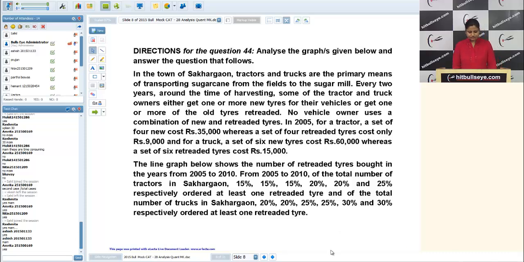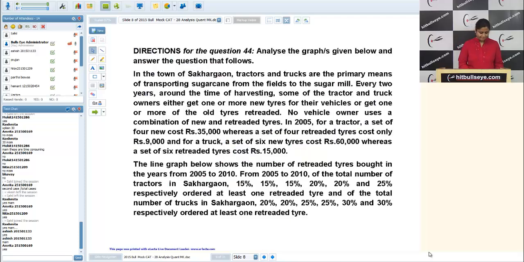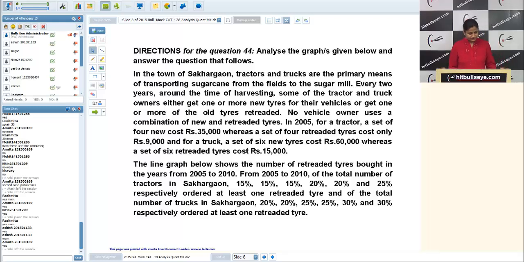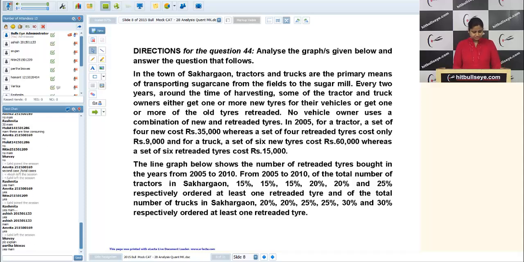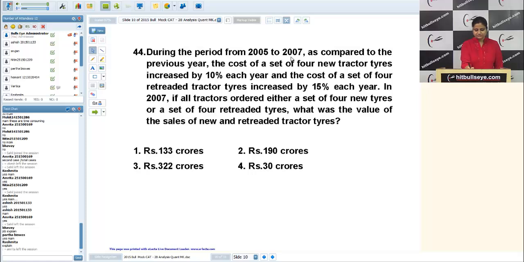Now coming to question number 44. Question number 44. Any problem in this question? I'm waiting for your answers, guys. Yes, Bhavya and Parth. Okay.